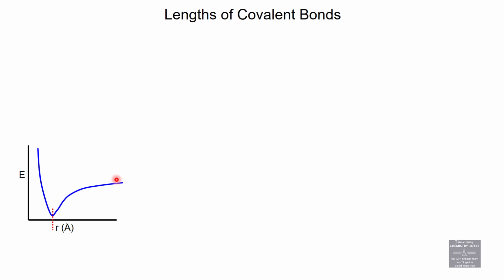So we saw it as two F's coming together, but it could be two H's coming together. It could be an O and an H, any kind of thing coming together. There's an energy minimum on this plot. That tells me the bond length. The distance between the two nuclei is defined as the bond length.